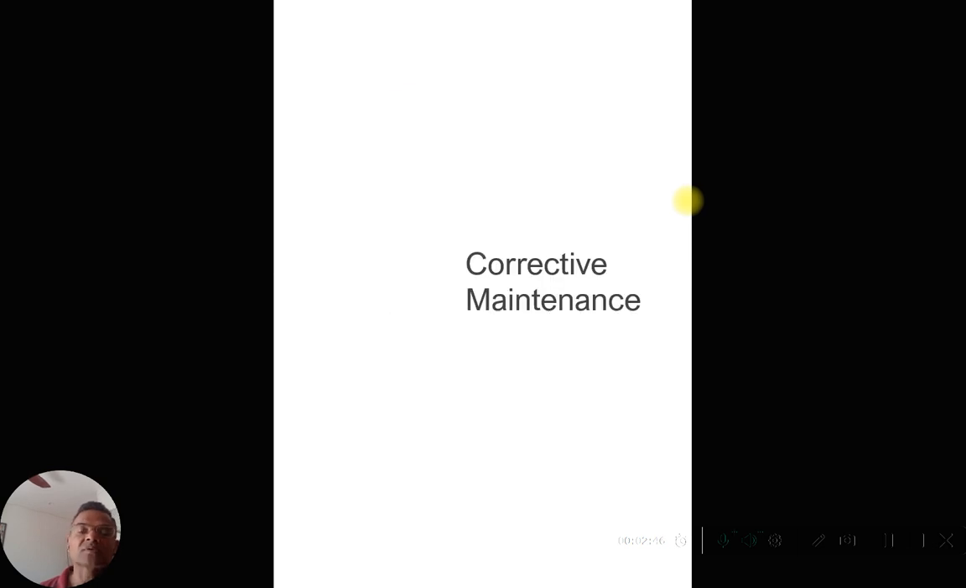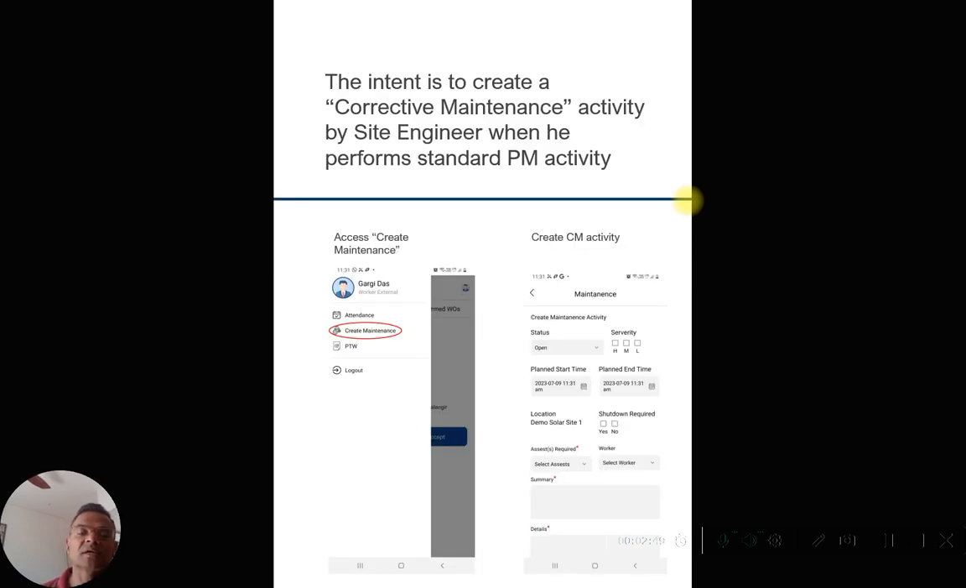Now let's talk about the corrective maintenance. This is where he can create the activity. Otherwise, the field engineer does not have the ability to create the scheduled maintenance activities. This is all scheduled and planned earlier. Only the corrective maintenance the person can raise at the site. And once he raises it, this goes to the system for the scheduling, planning, and assignment.